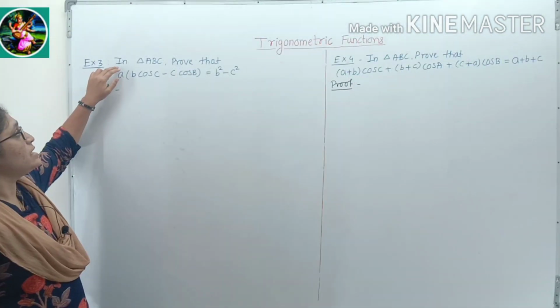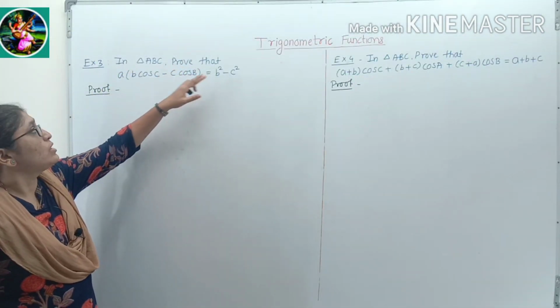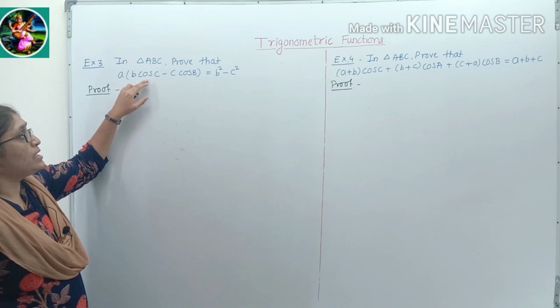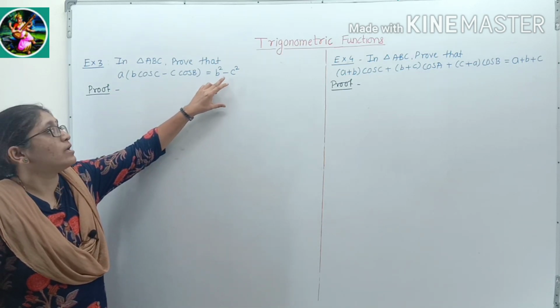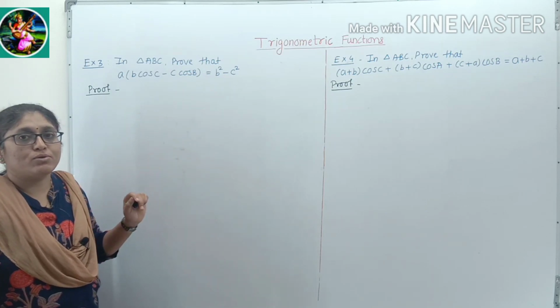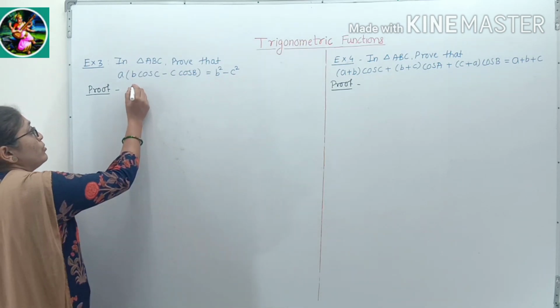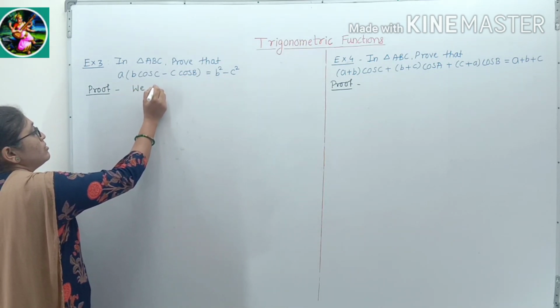Next example is: in triangle ABC, prove that a(b cos C − c cos B) = b² − c². Here we have to use the cosine rule. We know the cosine rule.